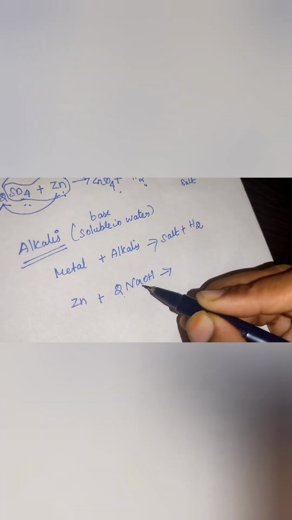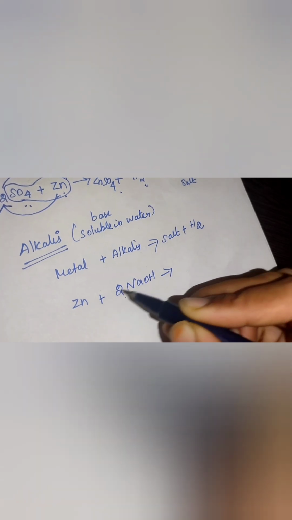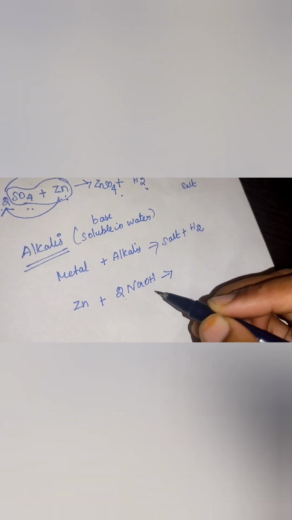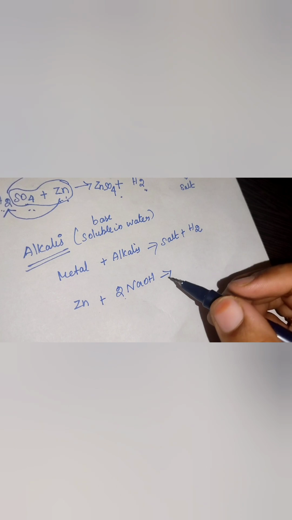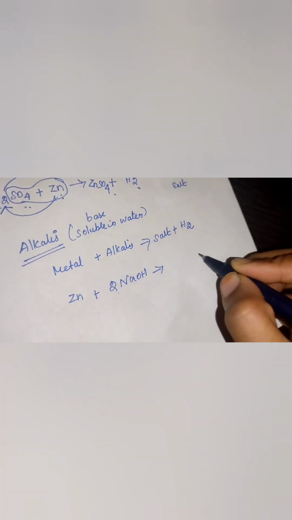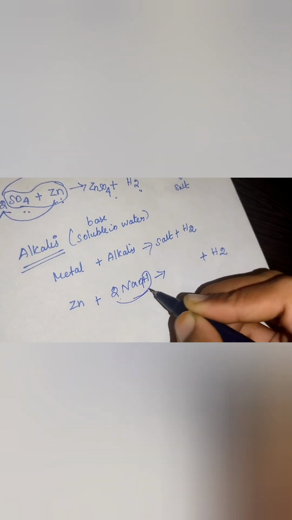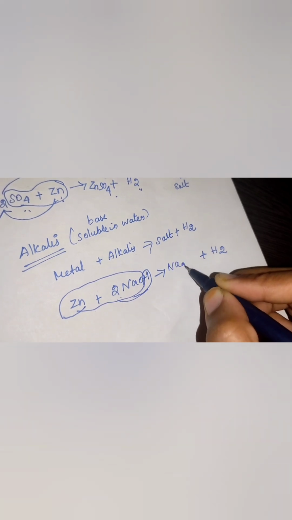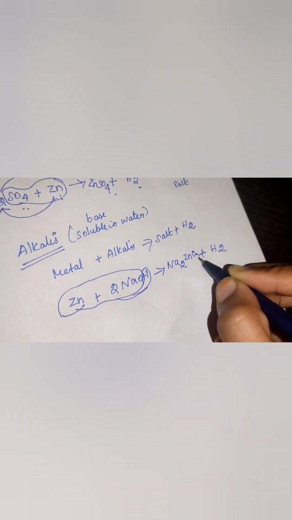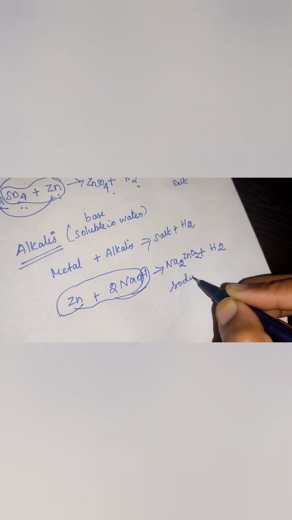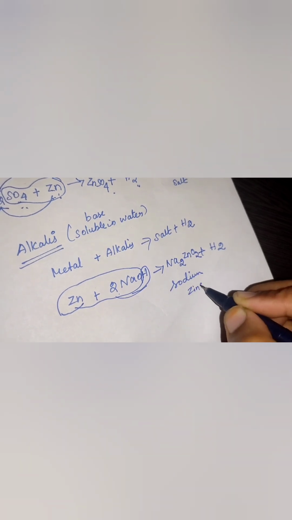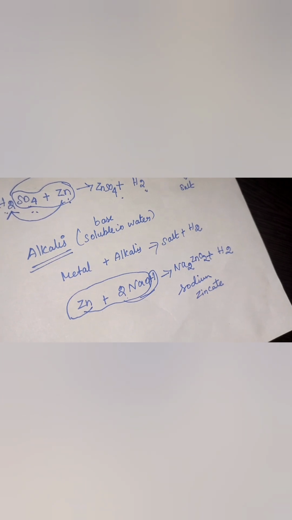Now come to this equation. Zinc metal and the alkali, sodium hydroxide, I have taken here. As usual, H2 gas comes out, and the remaining parts join with each other, so we get sodium zincate. This only happens when metals react with alkalis.